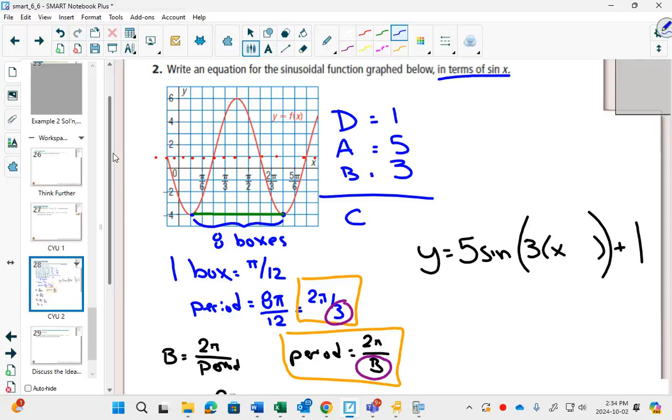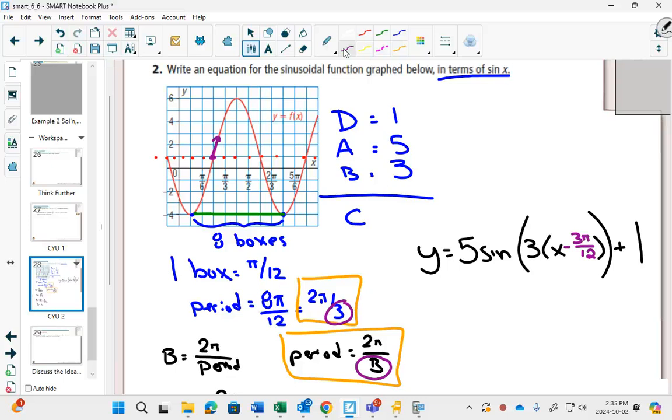The C value is found by thinking, okay, where does a sine graph normally start? A sine graph normally starts in the middle going up. So do I have any places where it's in the middle going up? Yes, right there. That's 1, 2, 3 boxes to the right. So I could write that as minus 3 pi over 12. Could reduce that to pi over 4, but you don't have to.